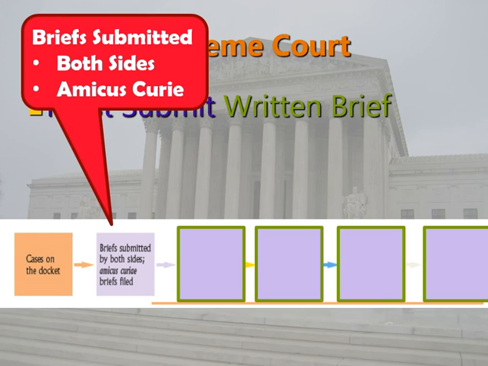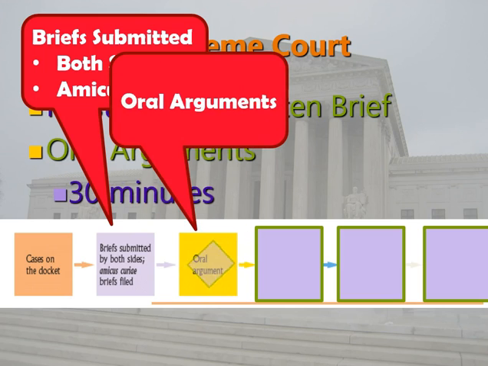Unlike any other case, any other court system, in a Supreme Court case, even if you are not a party to the case, if you've got a vested interest in the case, you have the right to submit your ideas and your opinions, which is what is known as an amicus curiae brief or a friend of the court brief.